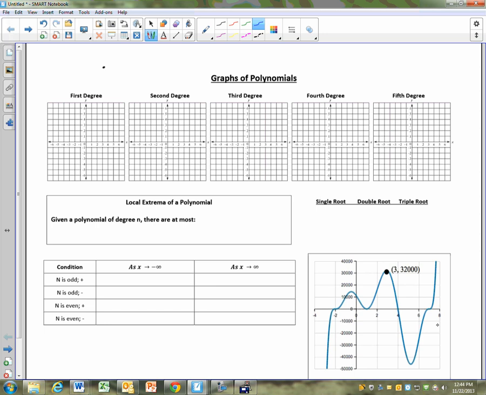We want to talk about graphs of polynomials. You should be able to graph any polynomial by the time we're done with this section. Almost any. There's some that are a little bit trickier, but for sure, first, second, third, fourth, fifth, those are going to be ones that we can do a pretty good job at. And if you see an x to the first, that's going to make a line.